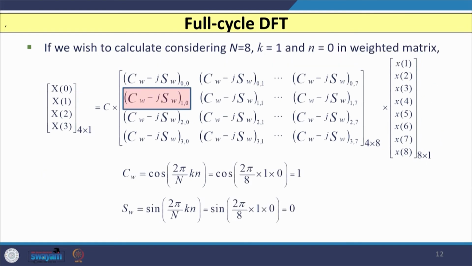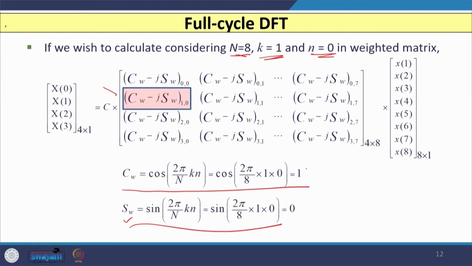Now, let us say we want to calculate this highlighted term, the 1 0 term. Considering N is equal to 8, this is Cw minus j Sw 1 0. The 1 indicates the value of k, and the 0 indicates the value of n, the sample number, which varies from 0 to N minus 1. So, if I put capital N as 8, k as 1 and n as 0 in these two equations, then cos of 2 pi by N, where N is 8, into k, which is 1, and n, which is 0. Similarly, if I put it in Sw also, you will get the values of Cw and Sw, that is 1 and 0.